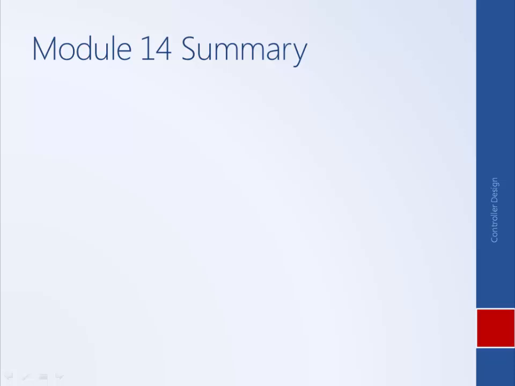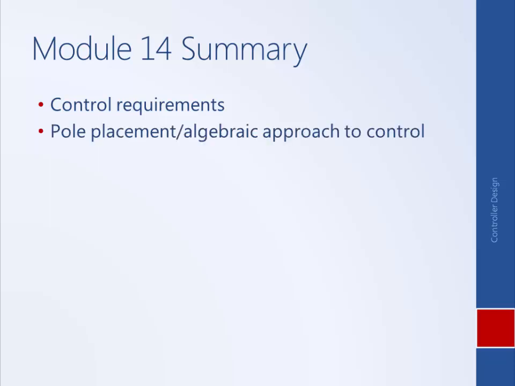So this brings us to the conclusion of Module 14. In this module, we introduced an approach to controller design. First, we discussed how to specify the requirements for a control system. In particular, we typically use parameters related to the step response of a system as its specification, its settle time, its rise time, its overshoot, etc. We also introduced a pole placement approach to control.